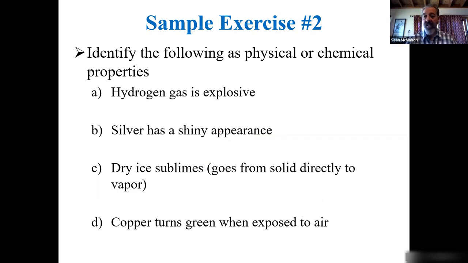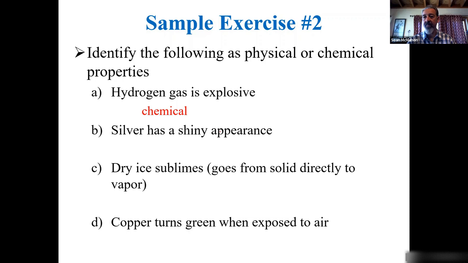So hydrogen gas being explosive, is that a physical or a chemical property? So what might help is, is an explosion a change in composition? Yes, it is. So that's a chemical property. Hydrogen's explosive. It can react and explode and release a great amount of energy. Hydrogen bomb, right?